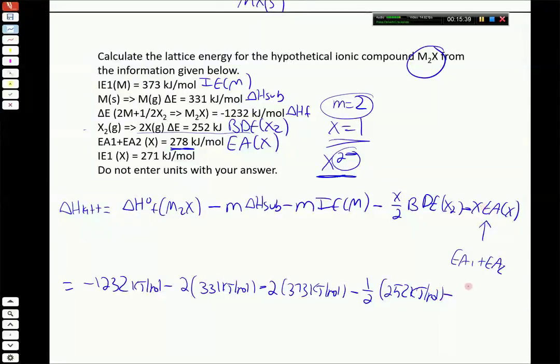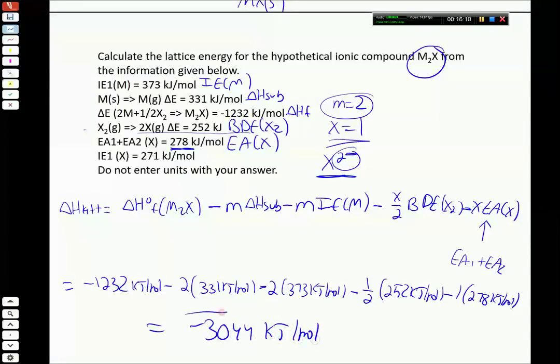And then minus X, which is just 1 times the electron affinity, where again it's going to be a sum of 2 electron affinities, 278. And this time we should get a much larger, or more negative, lattice energy with these numbers here. So let me work out the math real quick. What I got for this one was minus 3044 kilojoules per mole. Okay, so that'd be the number we would put in.